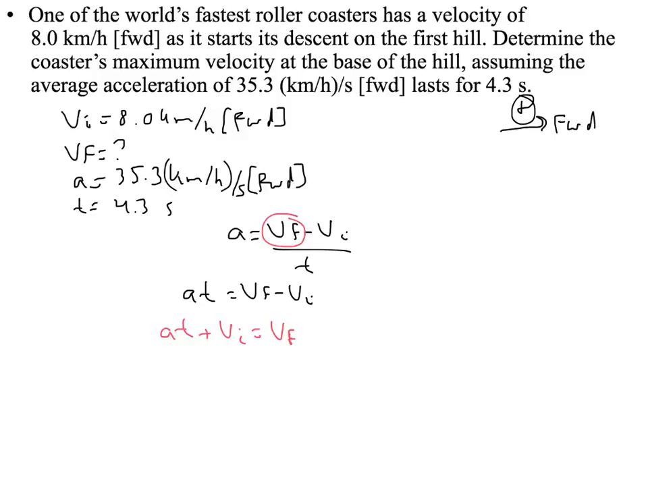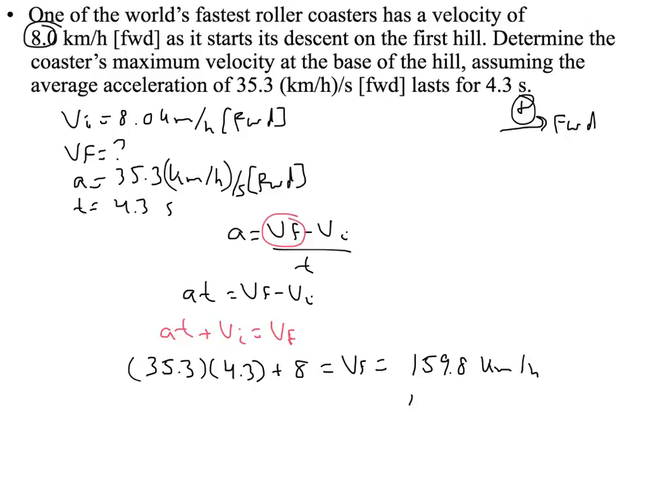Now we plug some numbers in. We know our acceleration is 35.3. We know our time is 4.3 seconds. We know our initial velocity is 8, and that's all going to equal VF. Now when you do your calculations, VF comes out to 159.8 kilometers per hour. We need 2 sig digs in this question because of the 8 over here. So our answer becomes 160 kilometers per hour forward.